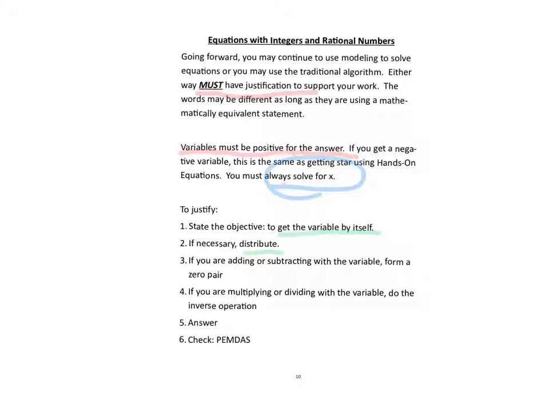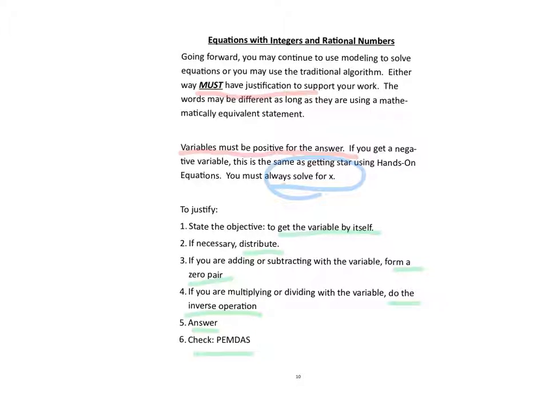Next, it's form a zero pair. Okay, and we do that if we are adding or subtracting with the variable. So again, it's only if you are doing it. Then the next step is if you're multiplying or dividing with the variable, you do the inverse. Then you get your answer, and then you check using PEMDAS.